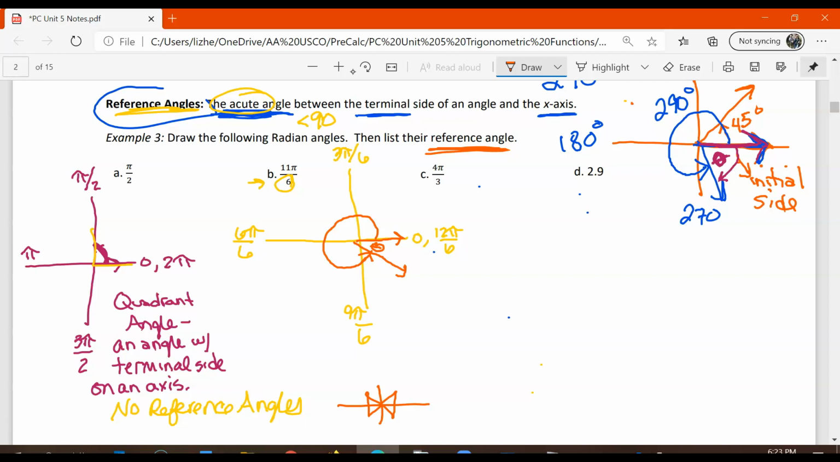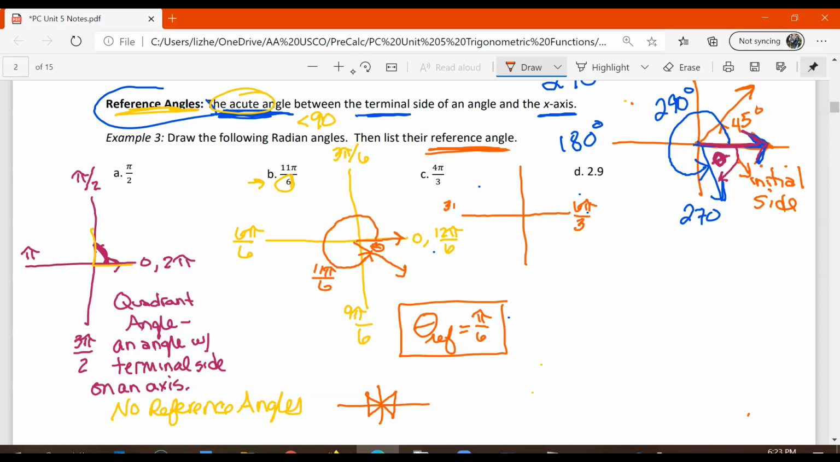So what is the measure of that? Well, this is 11 pi over 6, and then to get to the axis is 12 pi over 6. So theta reference is going to be pi over 6 in this case. Okay. Next one, 4 pi over 3. So again, a full circle in this case would be 6 pi over 3. This over here would be 3 pi over 3.